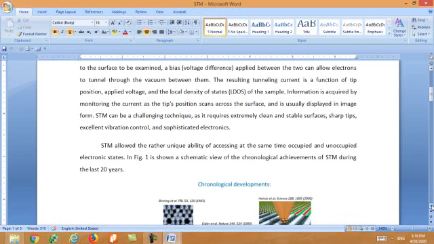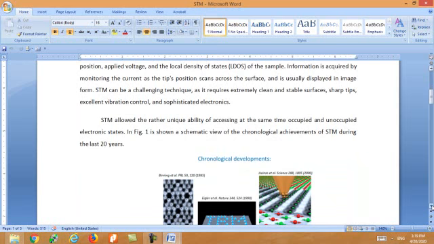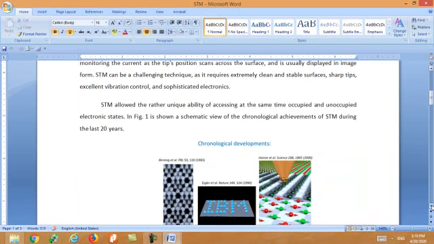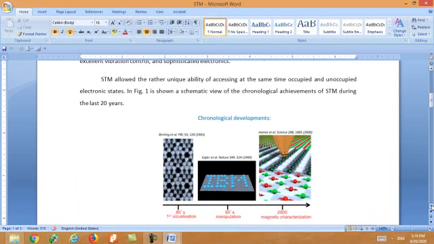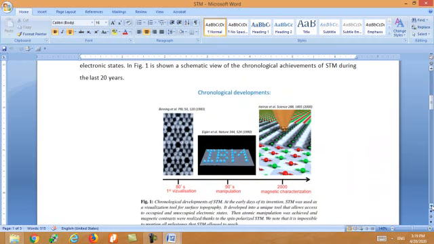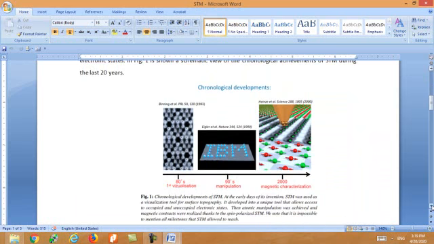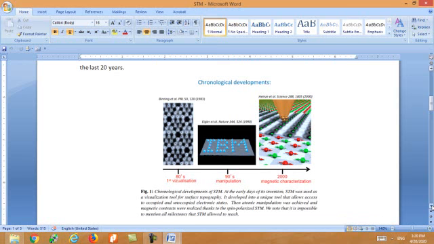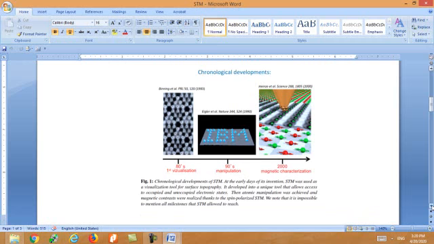Figure 1 shows a schematic view of the chronological achievements of STM during the last 20 years. In this figure, it is shown that at first there was only primary imaging. Later there was 3D imaging of the sample surface, and in 2000 it was also used for magnetic characterization of the sample along with the imaging.